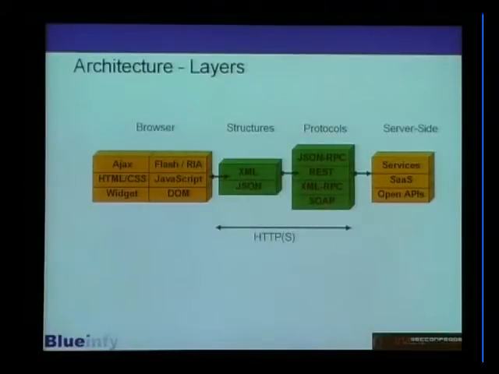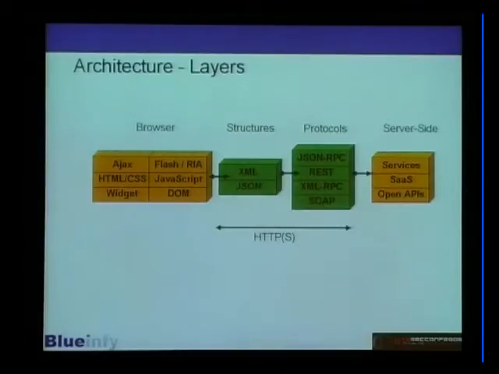If you look at the layers of these Web 2.0 applications, you have a browser where Ajax, Flash, RIA, HTML, CSS, JavaScript, widgets and DOM are all client layer components that get utilized. Then the important piece is the structures. In a traditional application, all traffic is usually name value pairs. You are passing foo.aspx?ID=1&quantity=5, the kind of traffic that goes either through a query string or through your post buffer.